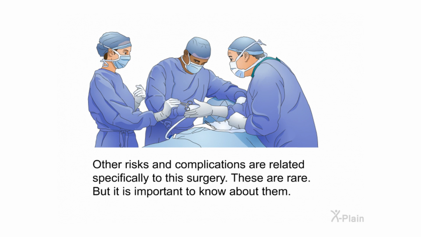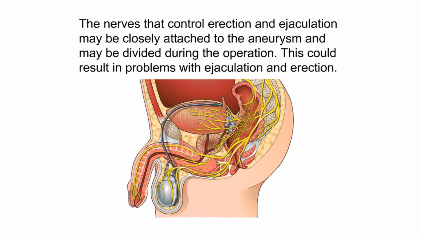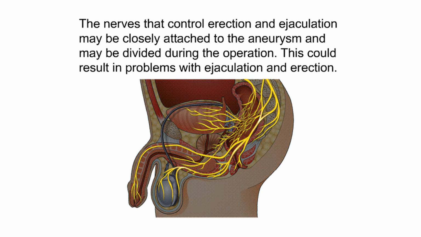Other risks and complications are related specifically to this surgery. These are rare, but it is important to know about them. Complications include sexual dysfunction, kidney failure, death of the bowels, also known as gangrene, gangrene of the legs, and spinal cord stroke. The nerves that control erection and ejaculation may be closely attached to the aneurysm and may be divided during the operation. This could result in problems with ejaculation and erection.